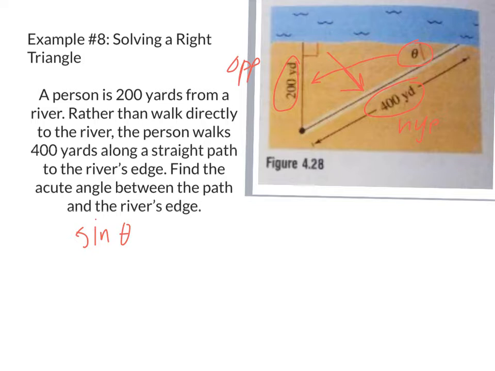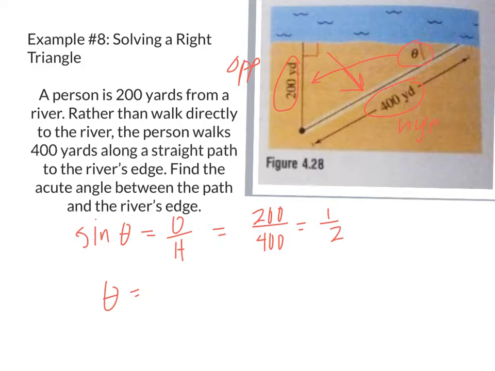So sine theta will equal opposite over hypotenuse. And again, that opposite side is 200 yards over the hypotenuse, which is 400. Okay, we know that reduces to 1/2. So in our calculator, to find theta, we will do the inverse of sine.